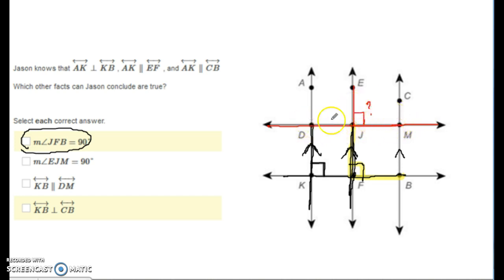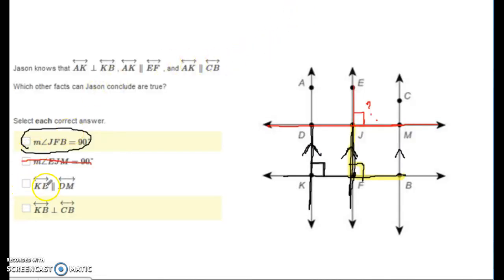If we knew that line DM was parallel to line KB, then we would have enough information because we could use those two angles. But there's just not enough information given. So be really careful. Don't just go by what it looks like. You have to go by the information that you're given.